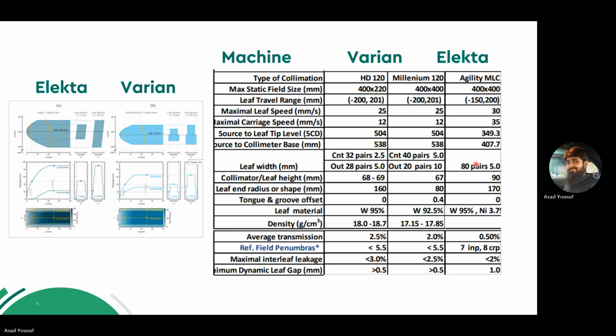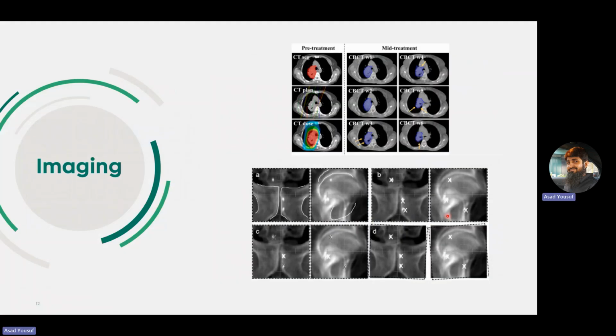There are 80 pairs of 0.5 cm leaves in the middle, and in the periphery it is 1 cm. The tongue and groove effect is very low, and the leakage is quite low in Agility.